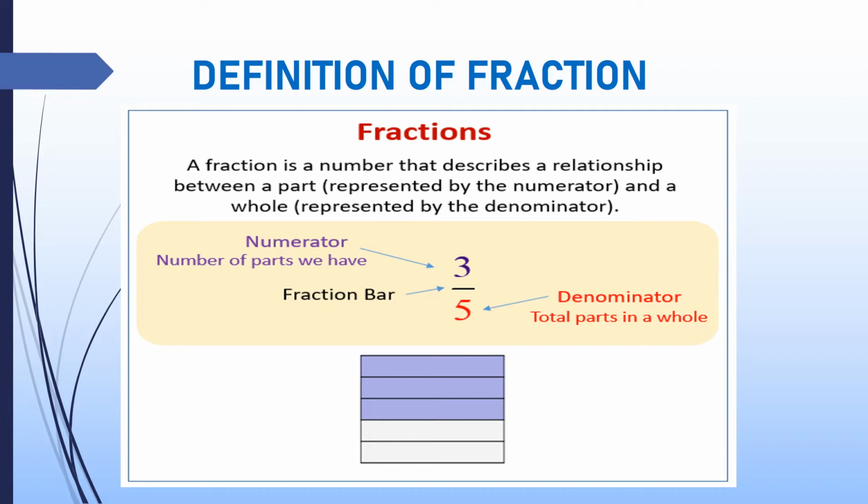So the numerator, the shaded part, is 3. The denominator is the total part, that is 5. And the line between 3 and 5 is called the fraction bar. So the fraction is written in the form 3 by 5.